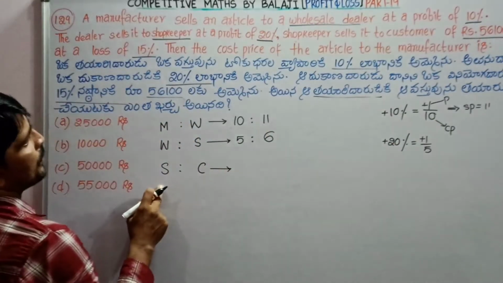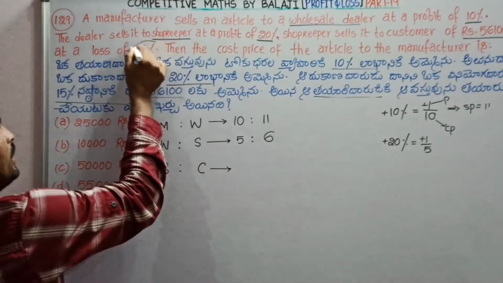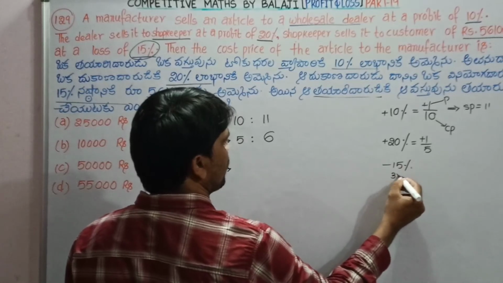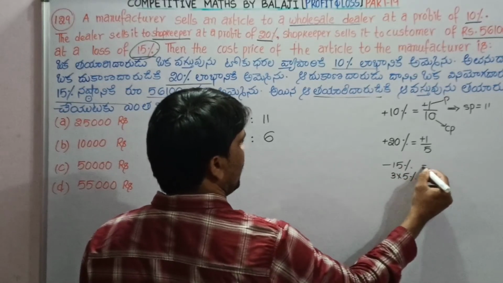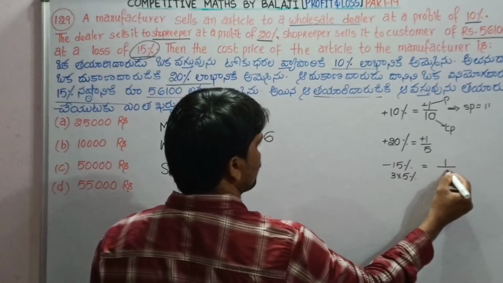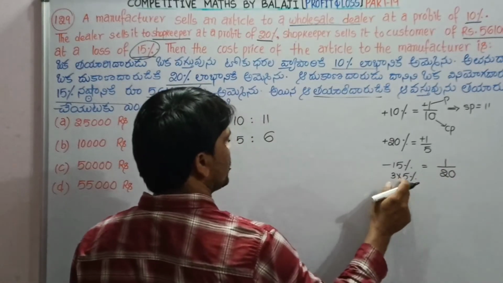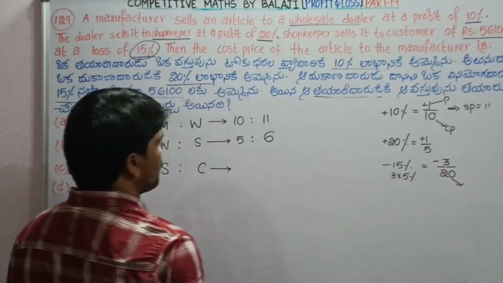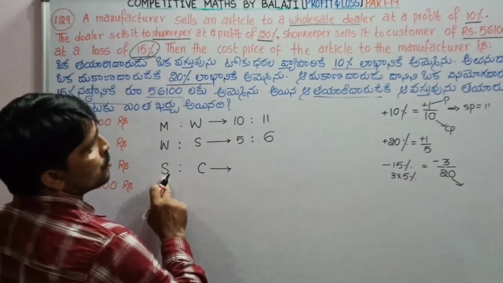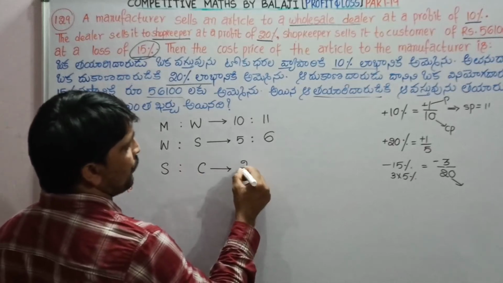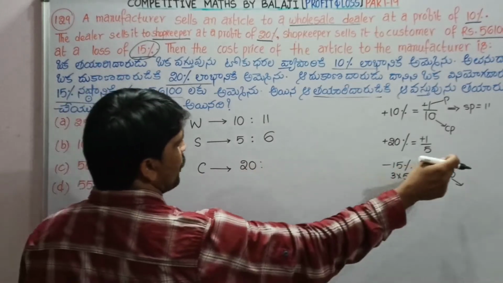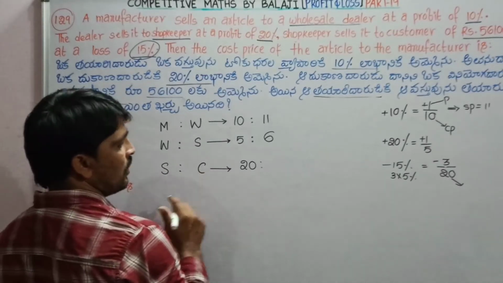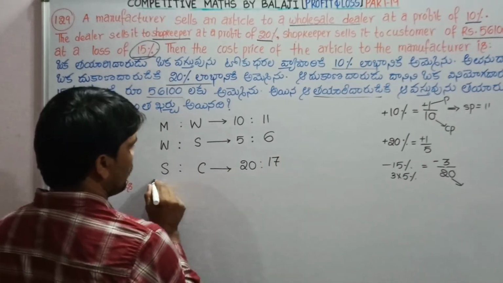And shopkeeper sells to customer at a loss of 15%. 15% fraction value, since it can be written as 3 times of 5%, and we know that 5% fraction value is 1 by 20. Since it is 3 times, so we get 3 by 20. Cost price for shopkeeper is 20 units. There is a loss of 3 units. So selling price of shopkeeper or cost price for the customer is 17 units.